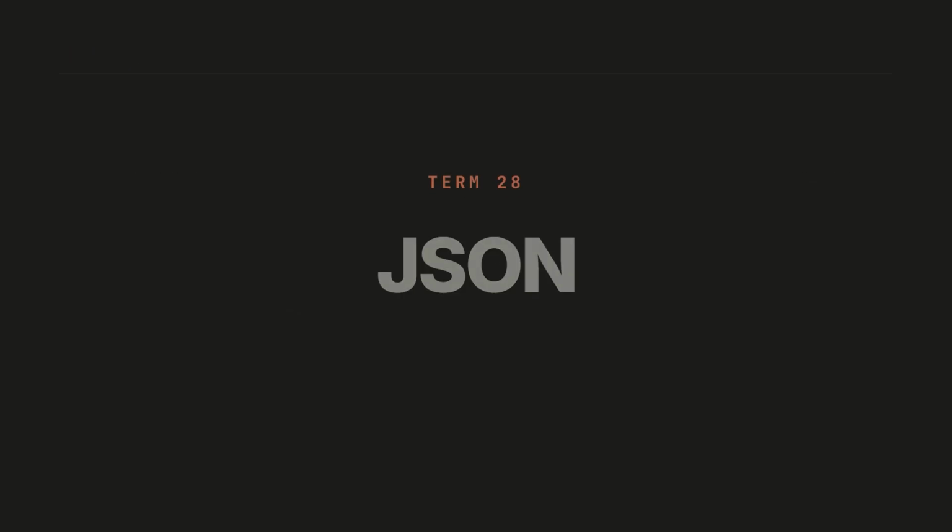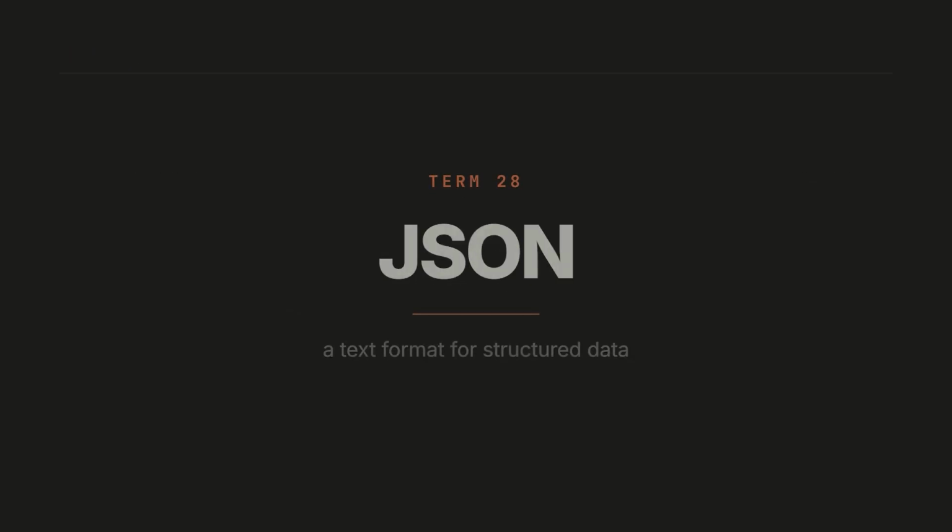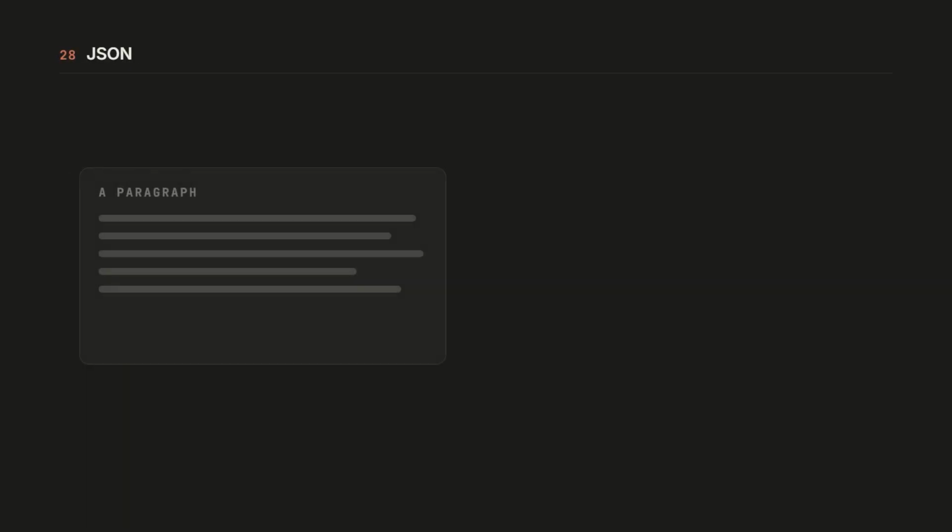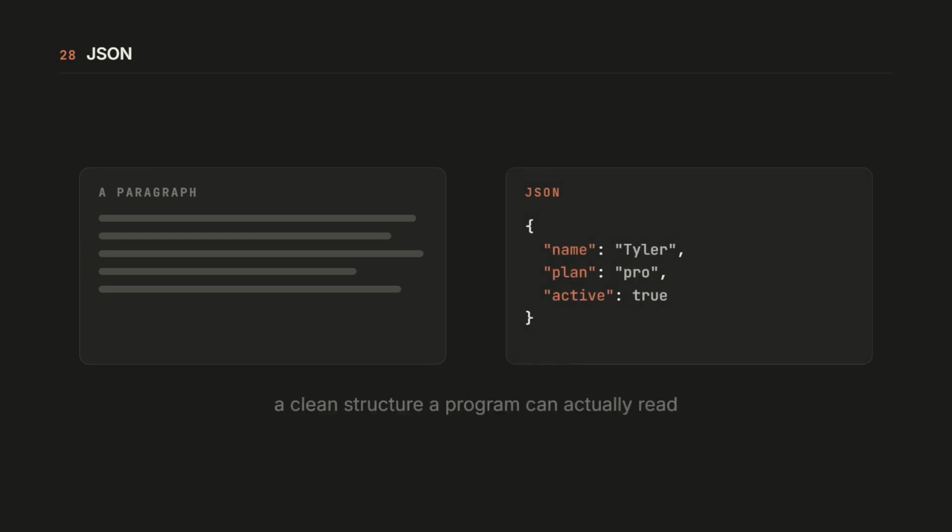JSON. This is a text format for structured data. It's how programs pass information around. So if you ask Claude to return JSON, you're asking for a clean structure instead of a paragraph.